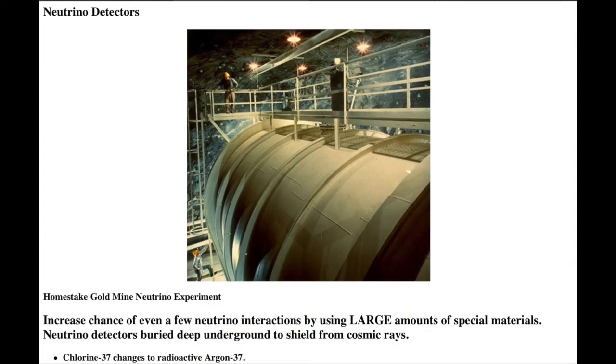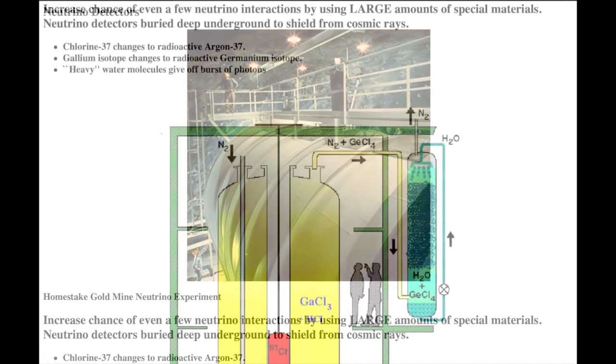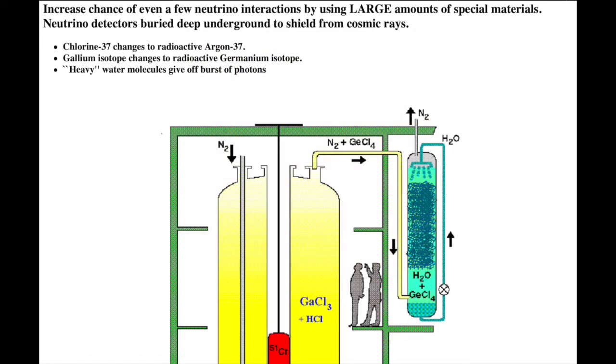How do you detect something that passes through ordinary matter easily? Because neutrinos very rarely hit ordinary particles, you need to increase the chances of even a few neutrino interactions by using large amounts of special materials that react with neutrinos in certain ways. A chlorine isotope will change to a radioactive isotope of argon when a neutrino interacts with it. In the same way, a gallium isotope will change to a radioactive isotope of germanium. Water molecules will give off a flash of light when struck by a neutrino.